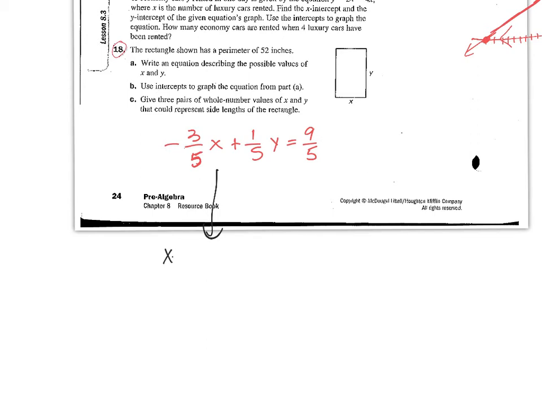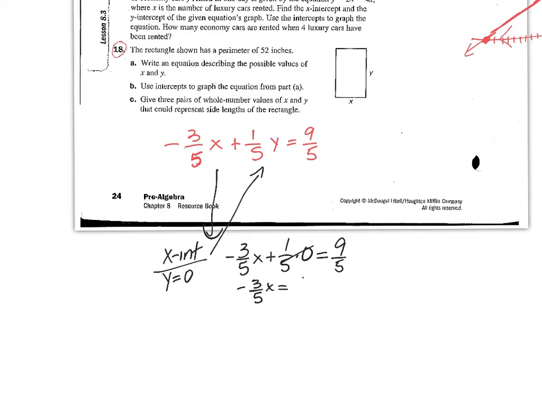So for the x-intercept, we know y is equal to 0. So I'm going to go back up into that equation and put 0 in for y. So it's -3/5 x plus 1/5 times 0 equals 9/5. This is good practice on your fractions. Okay, so of course we know these cancel out. We're left with -3/5 x equals 9/5.